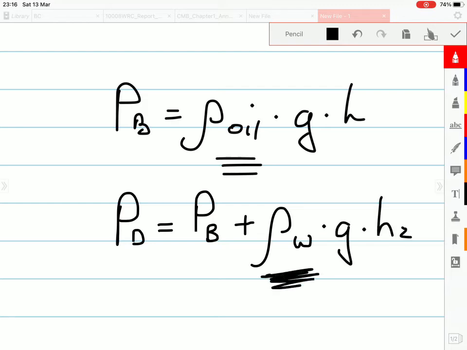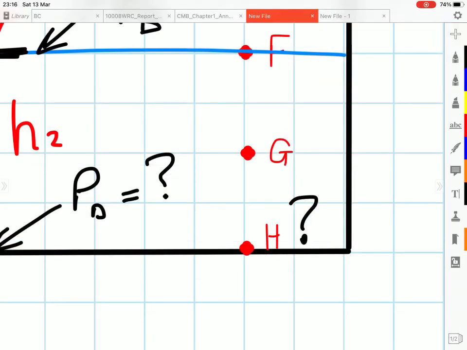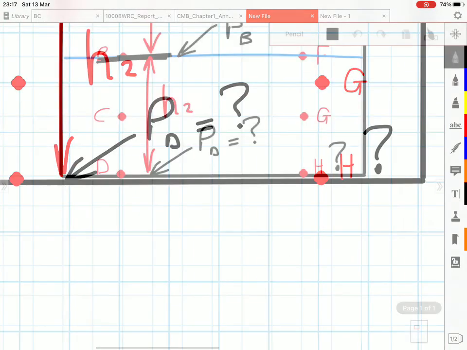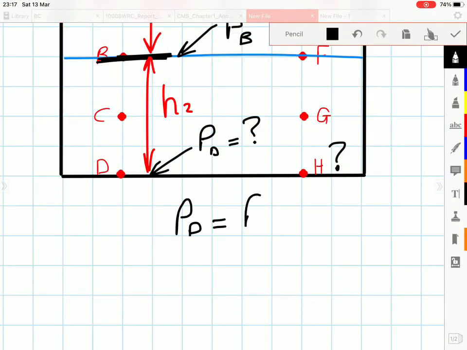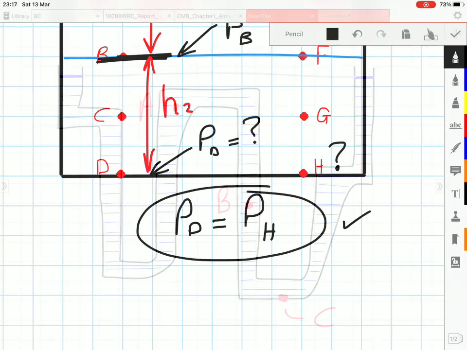Okay, so since the pressure is a function of the depth, if we go to any other similar depth, of course the pressure would be equal. So looking at point H on the right, the pressure would be equal to point D on the left, because this is all the same fluid.